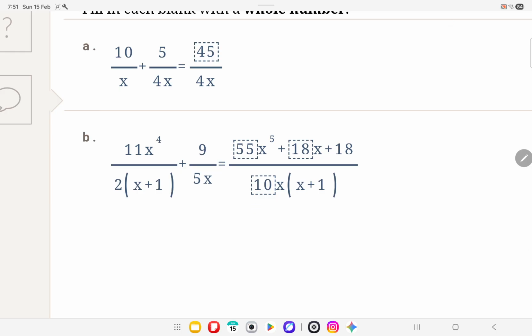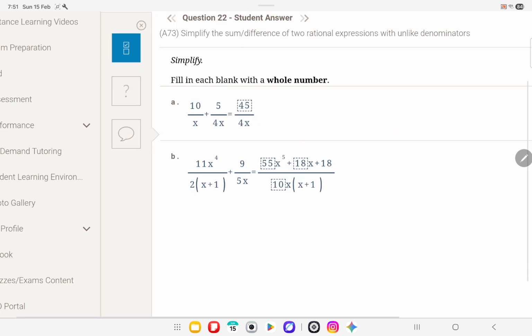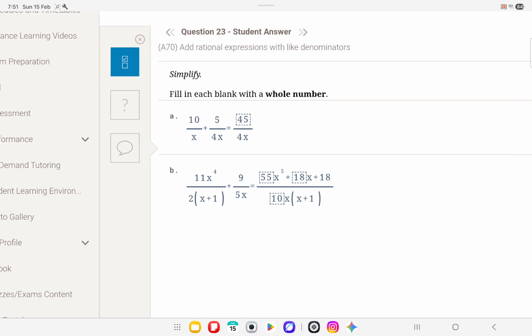So what we did in both, we made the denominators the same, then we added. That's it. Two questions left.